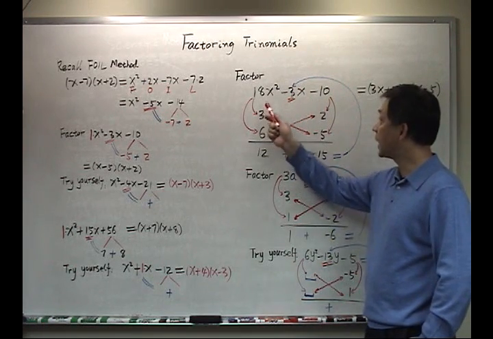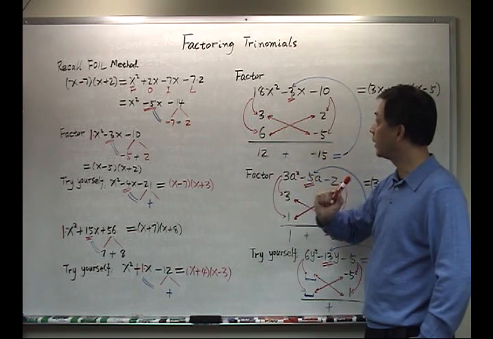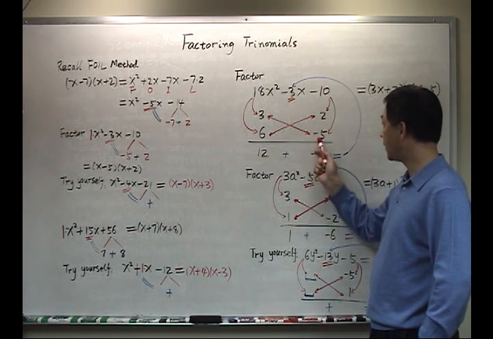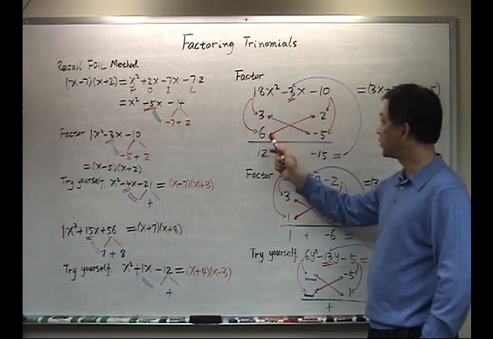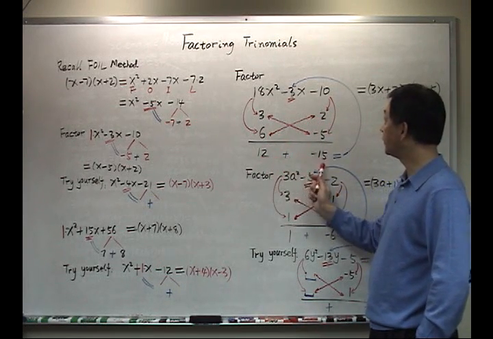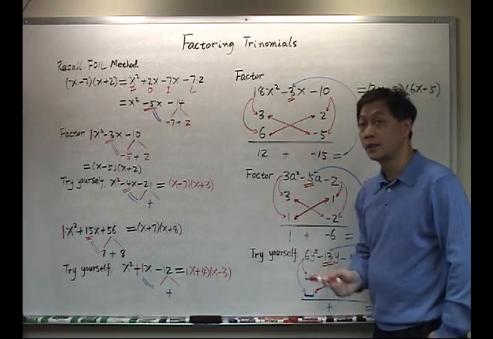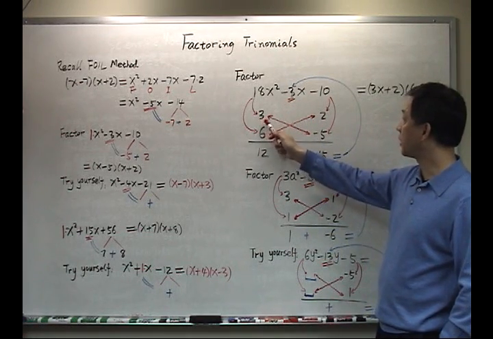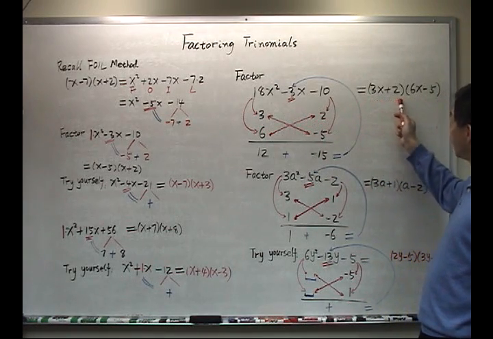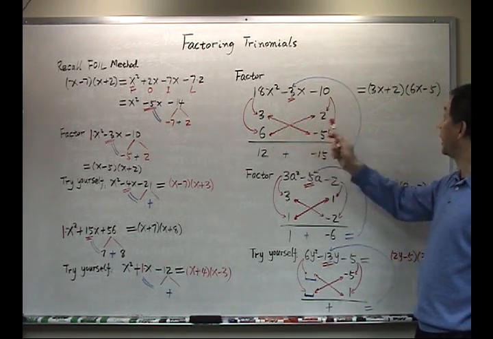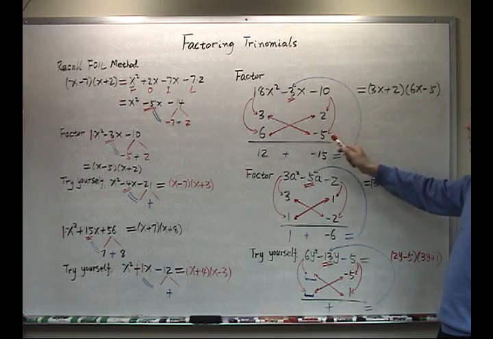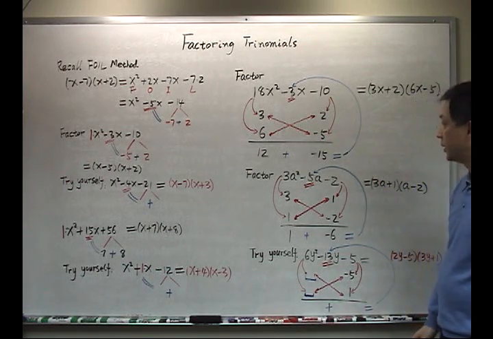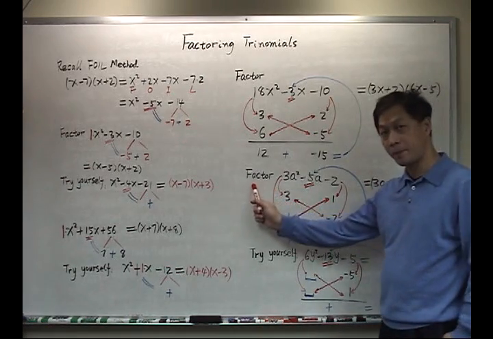So if you break up 18 in this way, using 3 times negative 5, 2 times 6, and add together, if you get negative 3, then you can write the final answer as 3x plus 2 times 6x minus 5, right here. Okay, that's the way to do it. Now, look at this one.